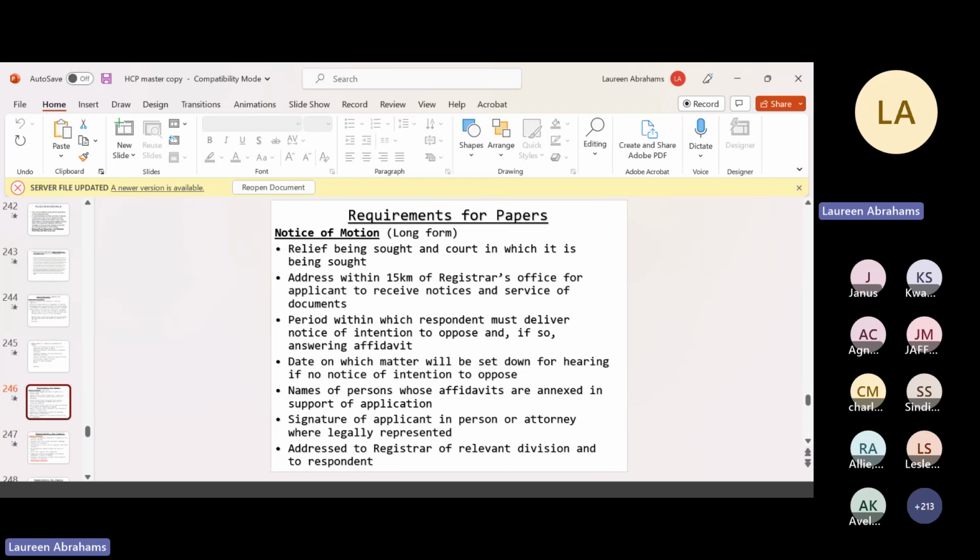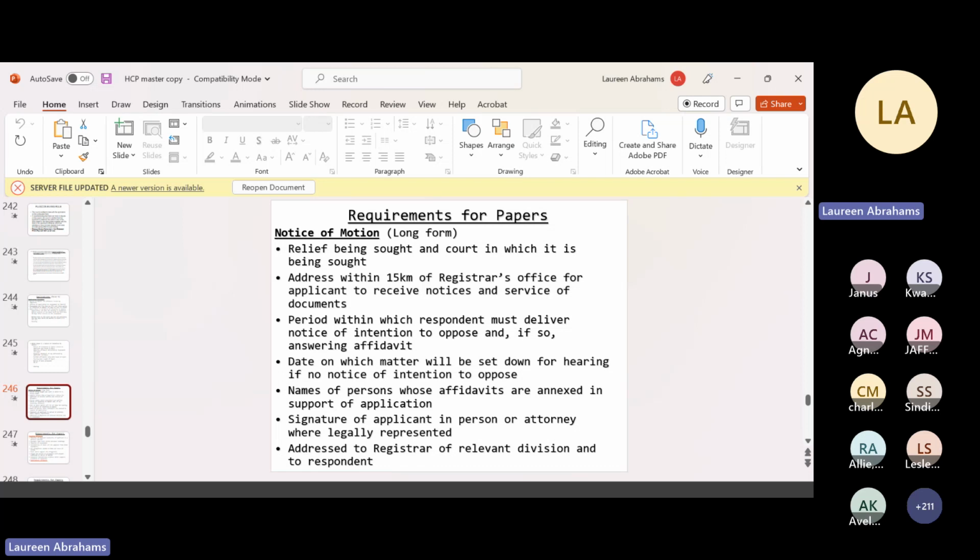Period within which the respondent must deliver his notice of intention to oppose, which is 10 days. If so, his answering affidavit. And then you would say, if you do not oppose it, then I will set it down for hearing in the unopposed court, and you can have a date there. I don't know if that is going to be the actual date, because the registrar will give you a date. Different courts have different ways how you can get dates. In some, you choose your own dates. In some courts, they give you a provisional date and then a final date. Look at the practice directives of the different divisions if you are in different divisions.